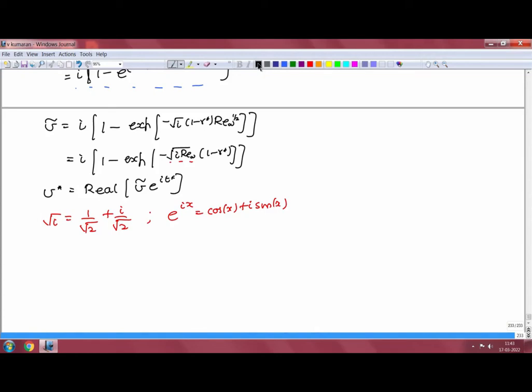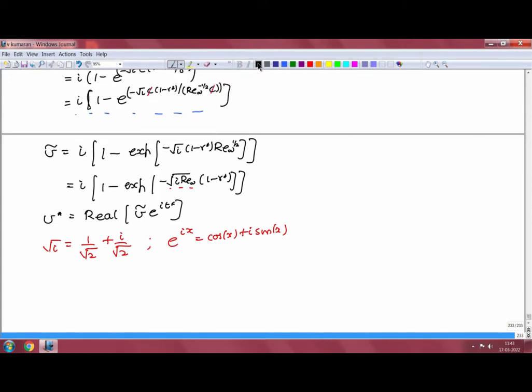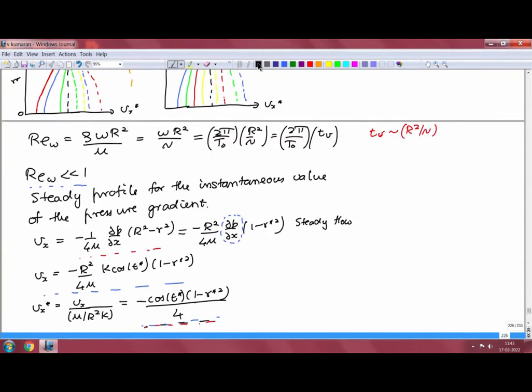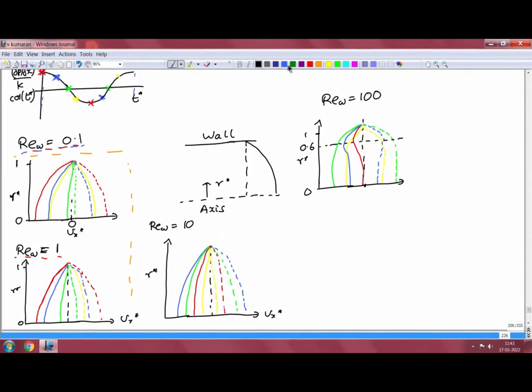All I will say is that by this solution procedure, the final solution that we get turns out to be in quantitative agreement with the solution that you get in this case at Re omega equals 100. There is quantitative agreement between the solutions that you get using this procedure. So, this approximation quantitatively captures the velocity profiles in the limit of high Reynolds number at Re omega equals 100.